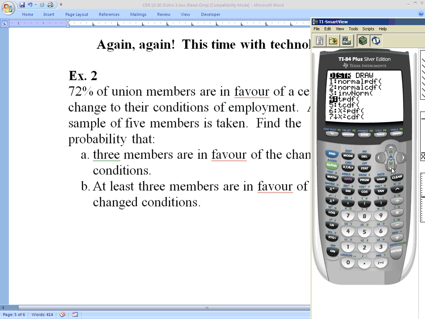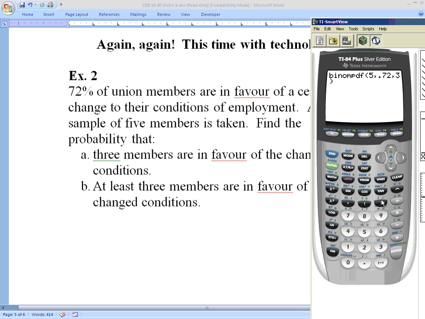Now I am going to use the cursor and arrow down until I get to something that says binompdf. Choice 0, binompdf. I'm going to press enter here. If you have the updated operating system, it'll tell you what you want. But the first thing we put in, just like we would in the formula, is our number of trials. After that, we put in our probability of success, which in this case is 0.72. Again, separated by a comma. And last but not least, we put in the specific outcome that we want, which for part A was 3. So you need 3 numbers.